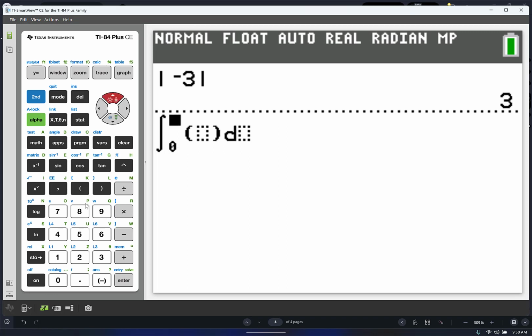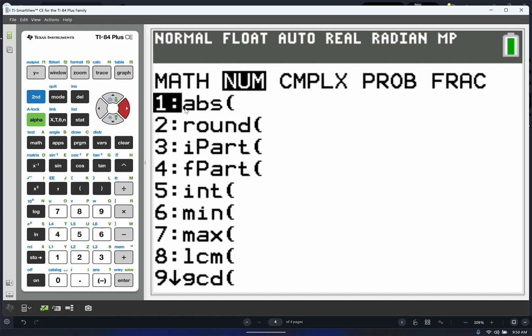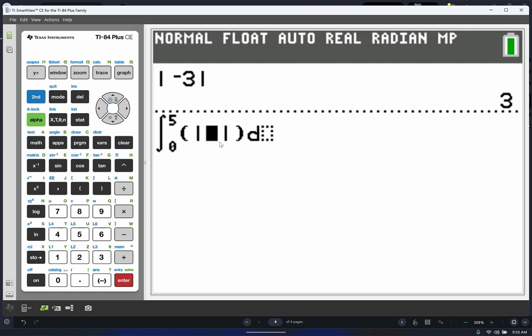0 to 5. And this is why it's important to type stuff in Y1, because you could easily mess up here with all the symbols and everything. Now how do I put the absolute value in there? Math, num, and it's the very first one. Either enter or push number 1, whatever you want. And there it is. So I now got my absolute value.